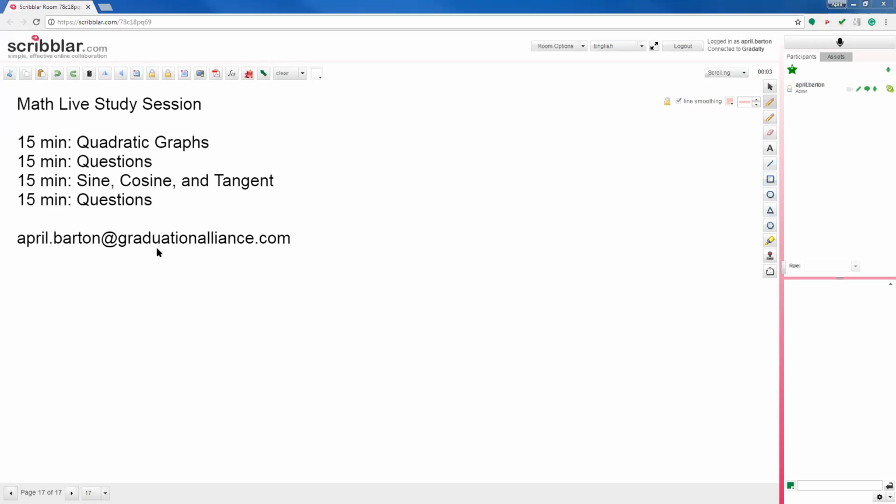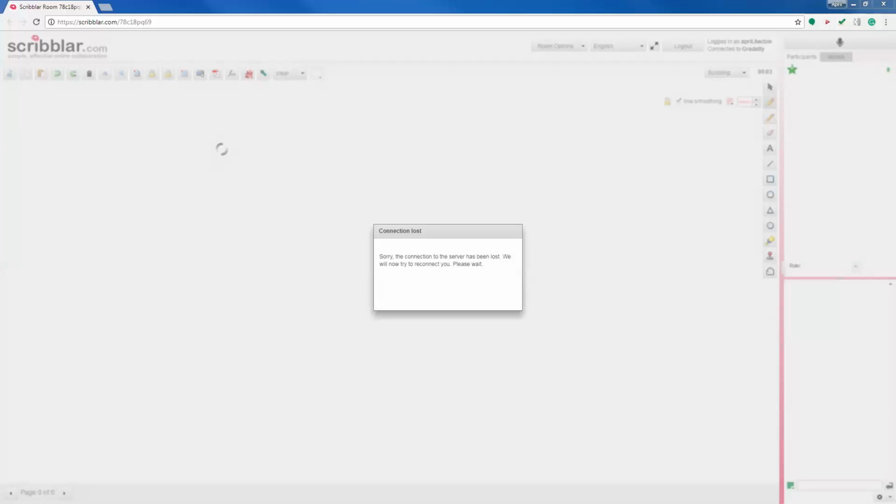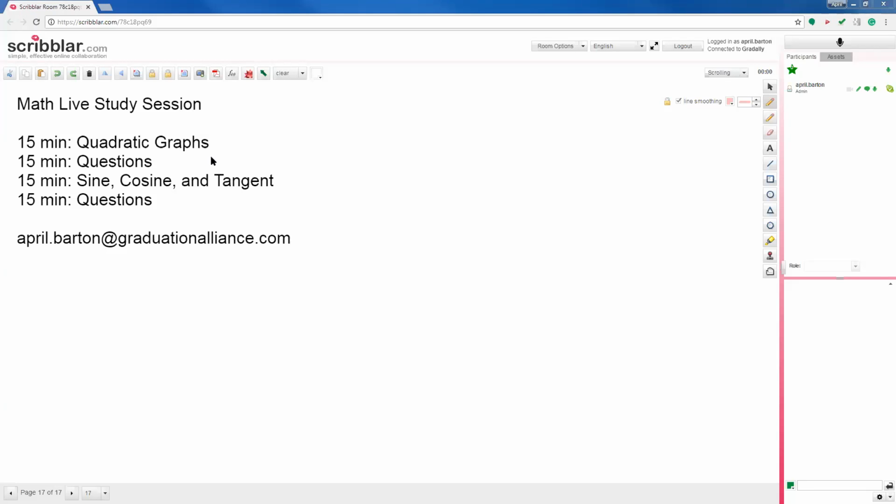So today we're going to cover quadratic graphs. This is in Algebra 1 Semester 2. We're going to take time for questions. We'll talk about sine, cosine, and tangent, and then take some time for more questions. My whiteboard keeps going out on me though, so I'm going to try and use the program's whiteboard. So I'm going to switch this up really quick.